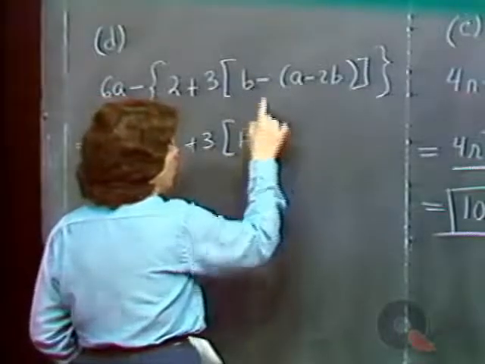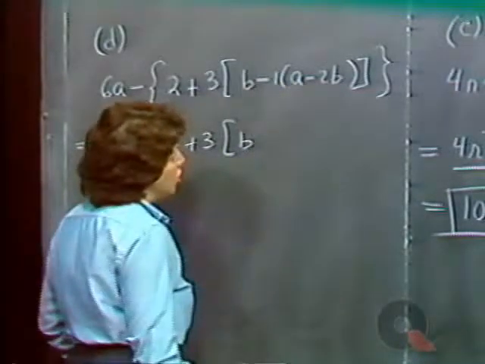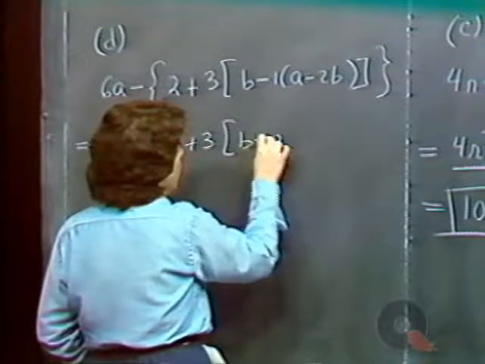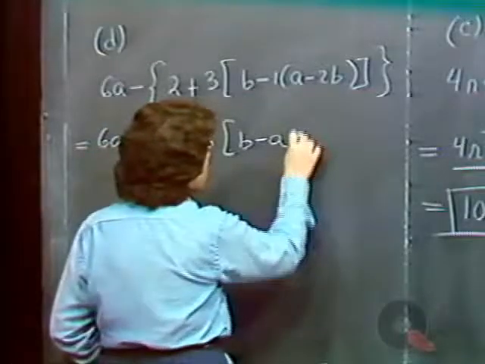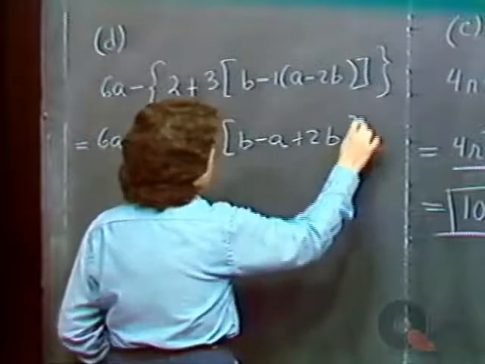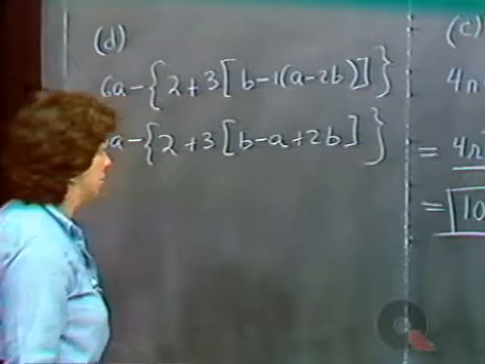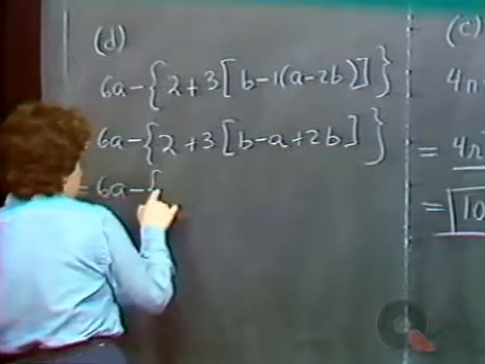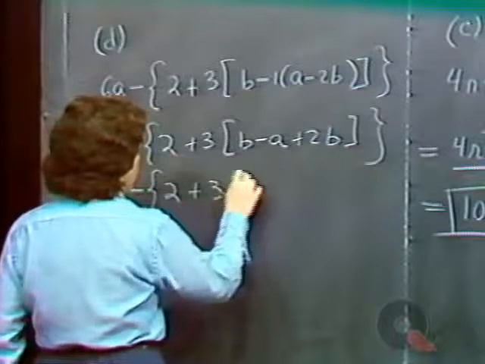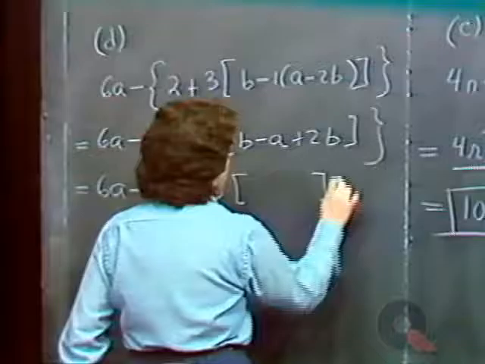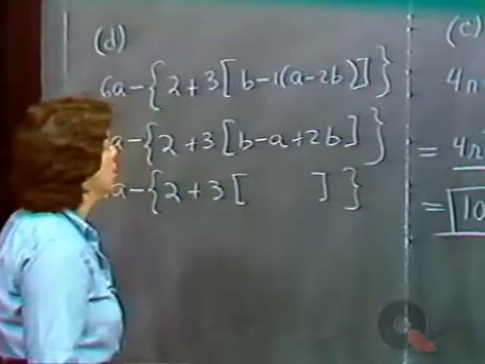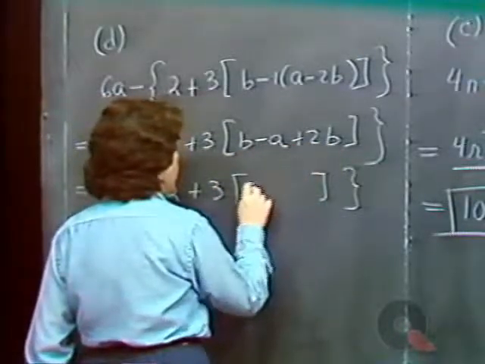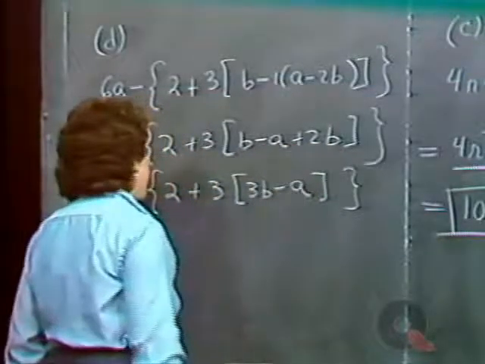Now, b minus, I'm going to think of this as minus 1 to be distributed through the parentheses here, minus 1 times a, minus 1 times minus 2b, that's plus 2b. So I've eliminated the parentheses. 6a minus {2 plus 3[...]}. I'm going to try to simplify what's in the brackets here. We have b plus 2b, that's 3b minus a.